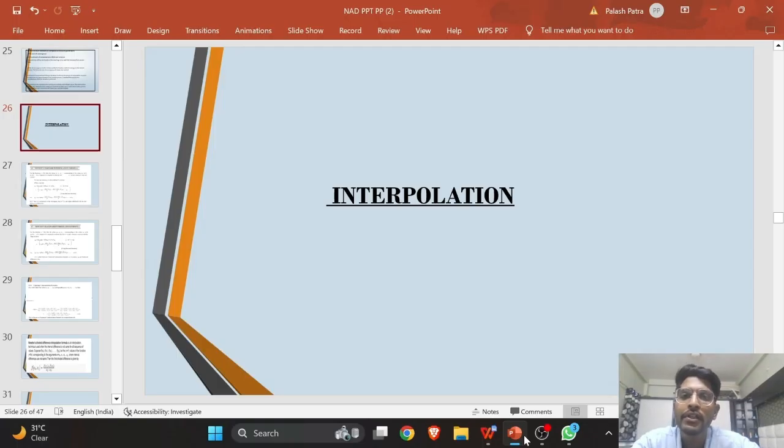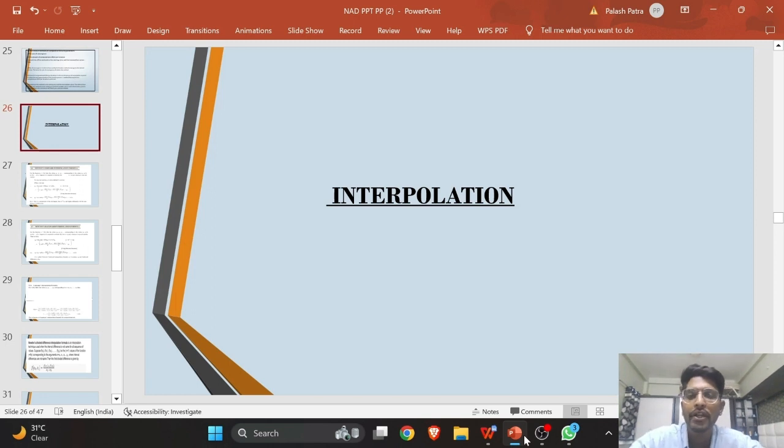Now let's solve the next two question papers, which are multiple choice questions based on interpolation and numerical integration. So let's first understand the concept of interpolation and numerical integration. Interpolation is the technique of estimating the value of the function for any intermediate value of the dependent variable. There are various methods in interpolation.